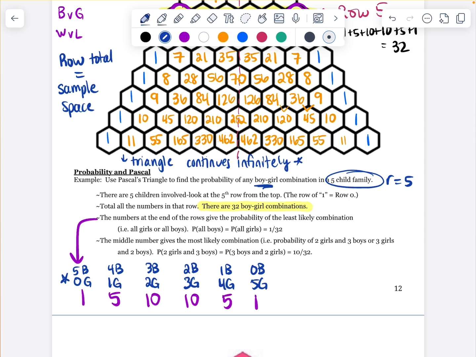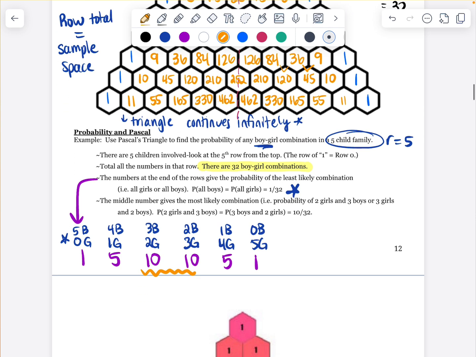When you have all the same outcome happening every single time. So that's what this is, 1 out of 32. And then the middle numbers tend to be the most likely outcomes, because there are lots of ways you could have had 3 boys and 2 girls, or 2 girls and 3 boys. And those tend to be equal. Because 3 and 2 and 2 and 3, like 2 boys, 3 girls, they're sort of similar. That's why they end up being the same number, even though they're 2 different situations.